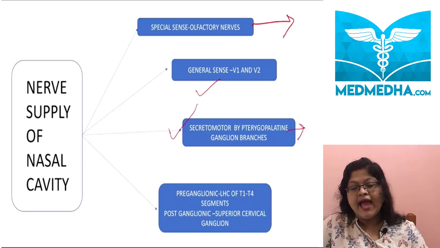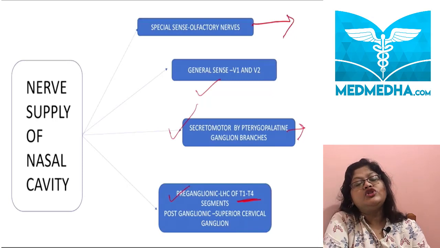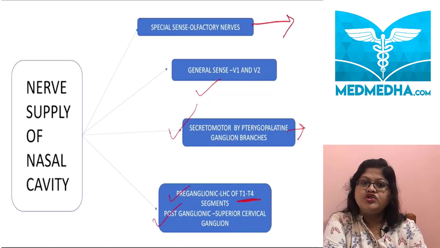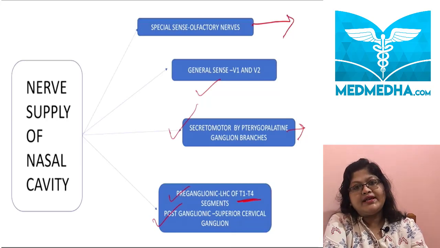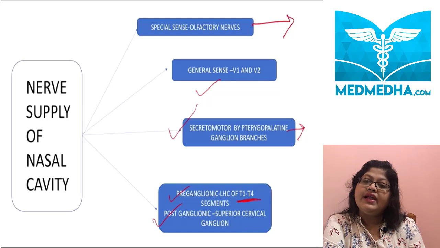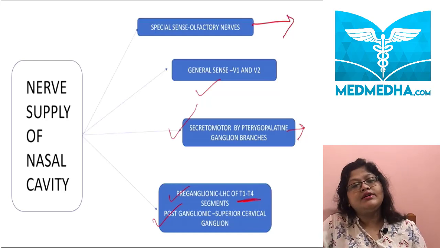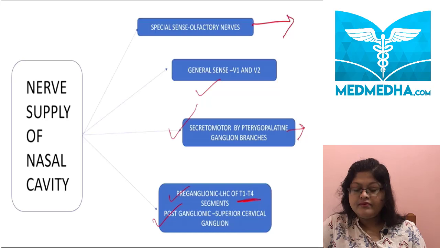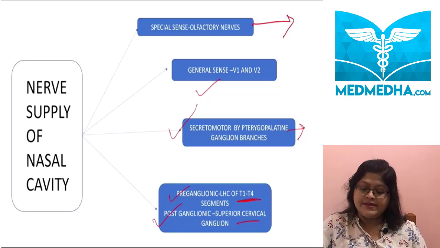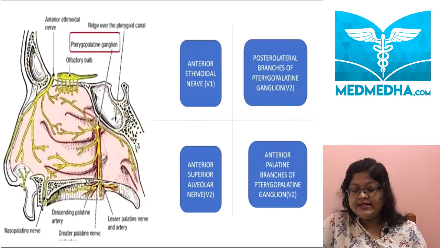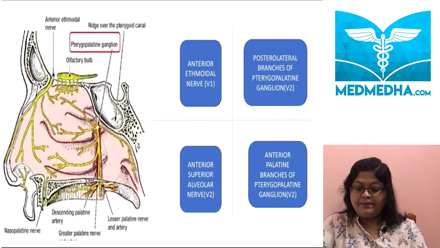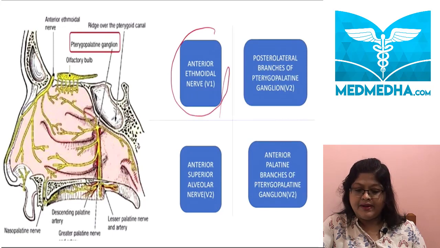supply is by the preganglionic lateral horn cells of the T1 to T4 segments. The postganglionic will be the superior cervical ganglion. So the preganglionic fibers will be arising from the T1 to T4 lateral horn cells of the spinal cord. Postganglionic branches will be from the superior cervical ganglion. Again, if we come to the nerve supply of the nasal cavity, the anterior ethmoidal nerve is supplied. So now we come to the nerve supply.